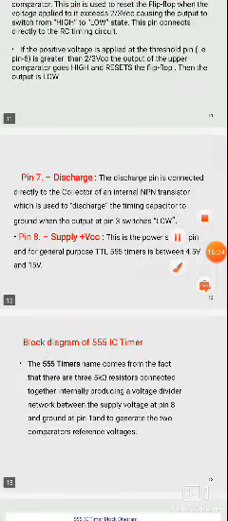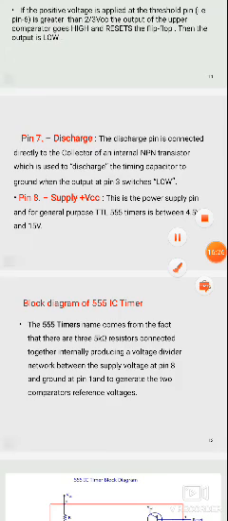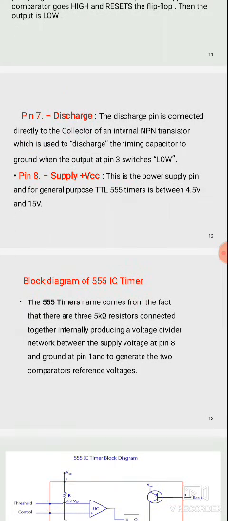Next pin, the discharge pin. Pin 7 is used for discharging the capacitor. The discharge pin is connected directly to the collector of an internal NPN transistor, which is used to discharge the timing capacitor to ground when the output pin switches to low.